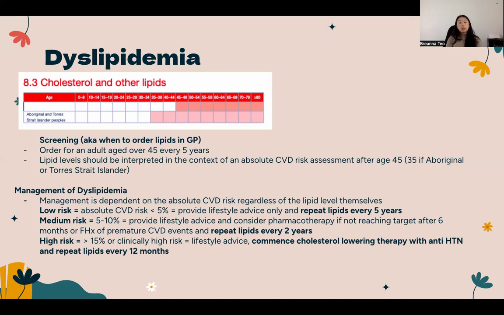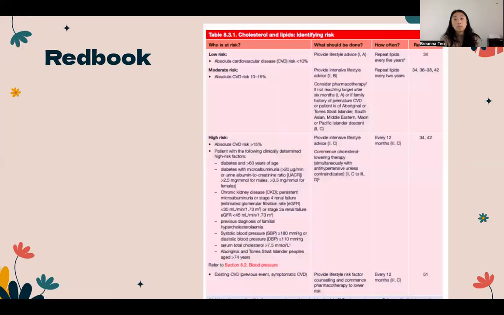Again, sorry, I just made a mistake. The high risk should be above 10%, not above 15%. So under 5% for low risk, 5 to 10% for medium risk, and above 10% for high risk. Again, this is all from the Red Book, but this is from the old Red Book when the percentages were a bit different. The boundaries were a bit different.